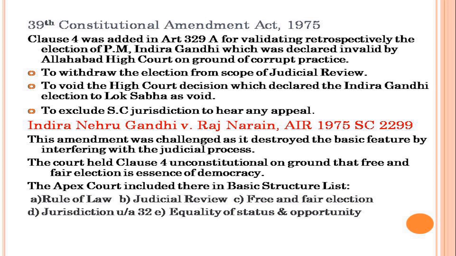After that, Parliament enacted 39th Constitutional Amendment Act 1975. In Article 329A, Clause 4 was added. The main reason for adding this was to validate the election of Prime Minister Indira Gandhi, which was actually declared invalid by Allahabad High Court on ground of corrupt practice. So, the main reason of amending this act was to withdraw the election from scope of judicial review.